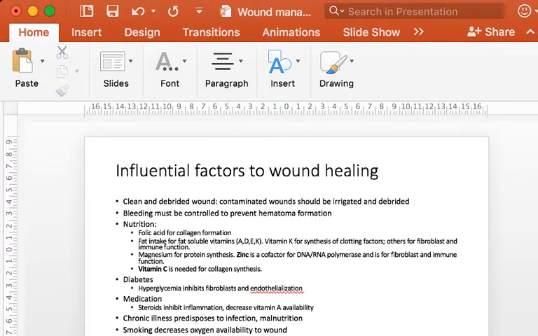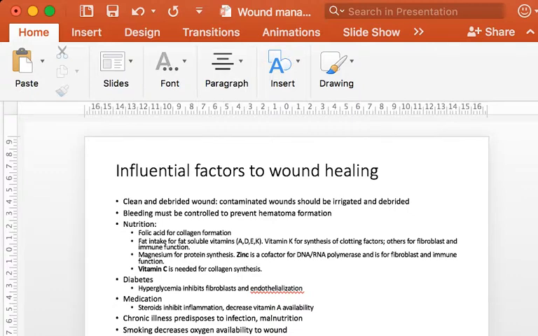In terms of what's influential to wound healing, it's important to clean and debride the wound. Contaminated wounds should be irrigated and debrided. Bleeding needs to be controlled to prevent hematoma formation. And in terms of nutrition, the key ones are zinc and vitamin C. Also vitamins A, D, and E. Vitamin C is needed for collagen synthesis. Zinc is needed in fibroblast and immune function.